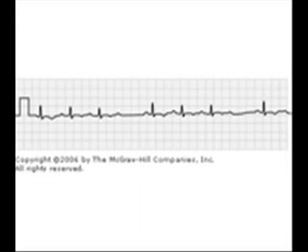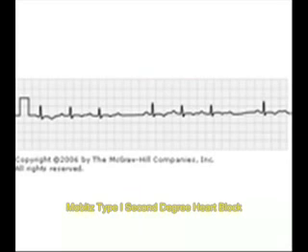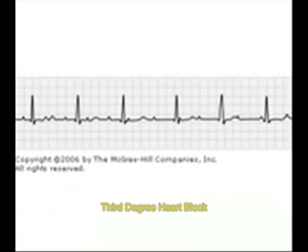Now this is a second degree Mobitz type 1. In this, PR interval increases, ultimately P wave is dropped. This is Mobitz type 1. And now in this you can see this is the third degree block. Both atria and ventricles, they contract differently. This is third degree AV block.